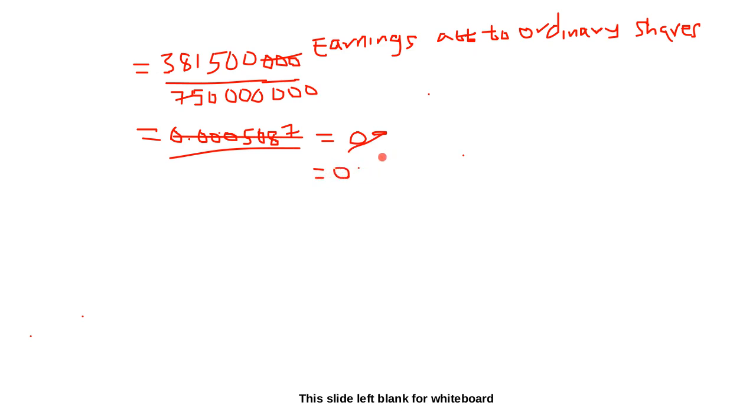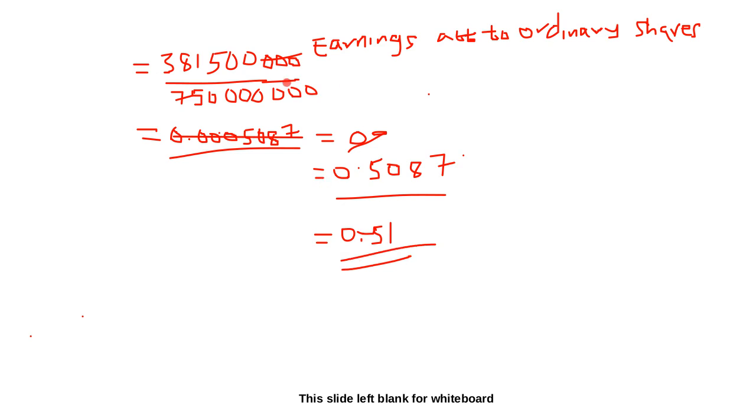0.5, 0.87. Please note that, because if you look at your example two, all those amounts are in thousands. So yours will be 0.51 if you round off. That is if you round off.